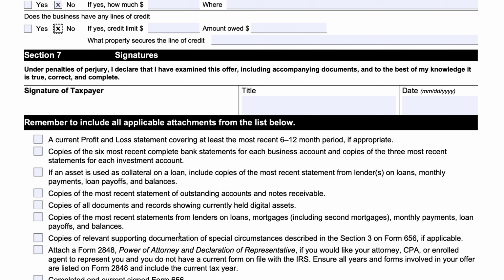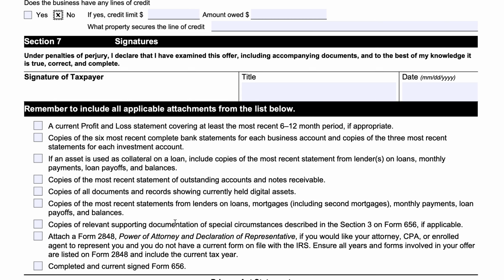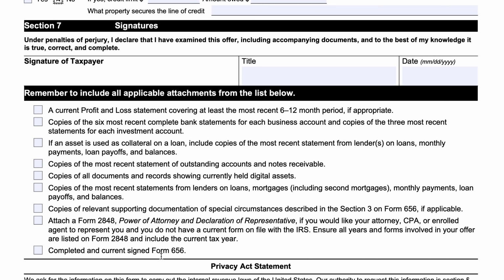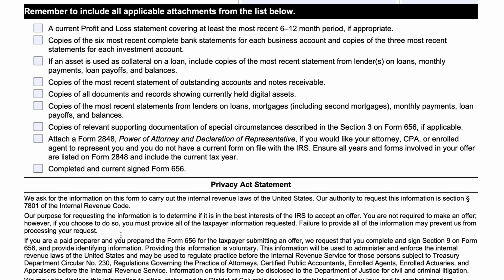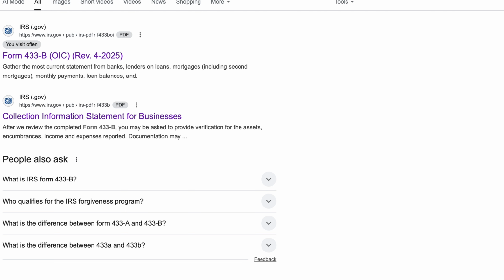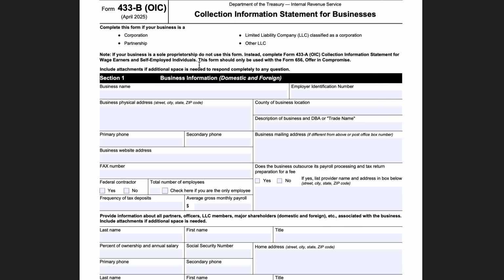A power of attorney form if you want your CPA or attorney or an enrolled agent to represent you, and then the signed and current offer and compromise. And then you'll follow the guidance on the offer and compromise instructions on how and where to file it. Oops, sorry about that. Fortunately, we're pretty much done, so that just scrolls me back to the top. Unfortunately, it deleted all the information that I put in here.